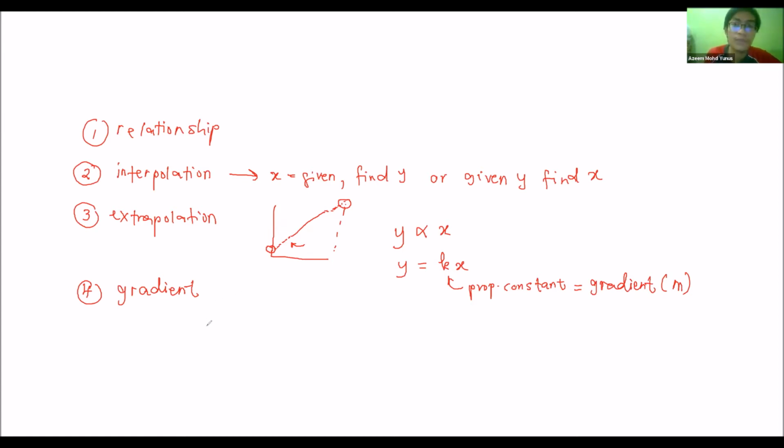So in most cases, we need to find the gradient of the graph. It's very important. The formula is simple: y2 minus y1 divided by x2 minus x1. It's as simple as that. Make sure you use the correct unit, the y-axis unit and the x-axis unit. Important.